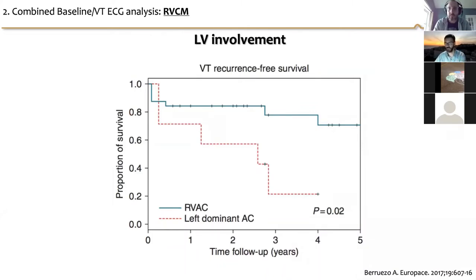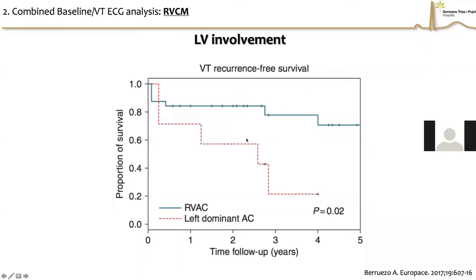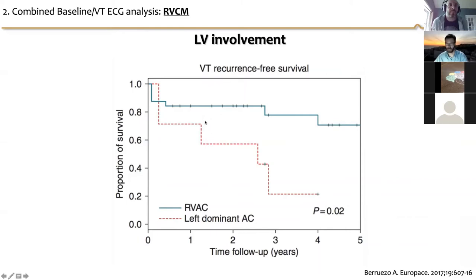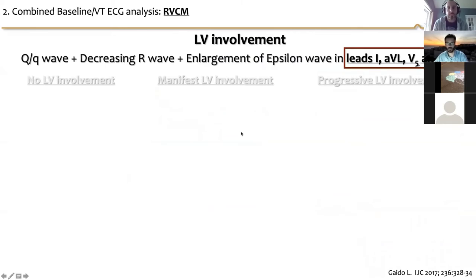Of course, left ventricular involvement in the setting of right ventricular cardiomyopathy has a huge prognostic impact, not just in terms of VT recurrence after ablation, but also in terms of morbidity and mortality. And we can also pick up things from the baseline EKG that will tell us about a possible involvement of the left ventricle in this arrhythmogenic cardiomyopathy.